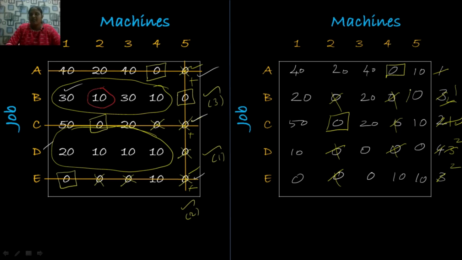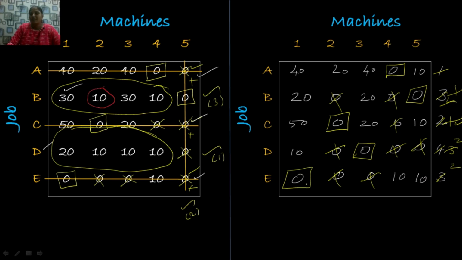Next assignment is for the second row since it has only 1 zero. After making the assignment, cross the remaining zero elements in the same row and column. Look at this matrix. The fourth row has only 1 zero now. So I am going to make an assignment at this position and cross the remaining zero elements in the same row and column. And for the last row, I am going to make an assignment at this position.